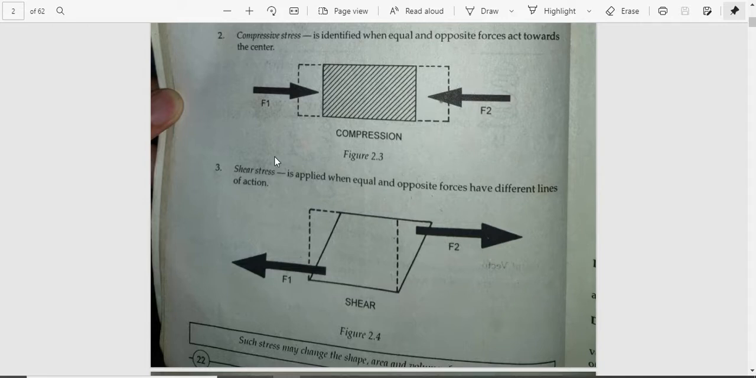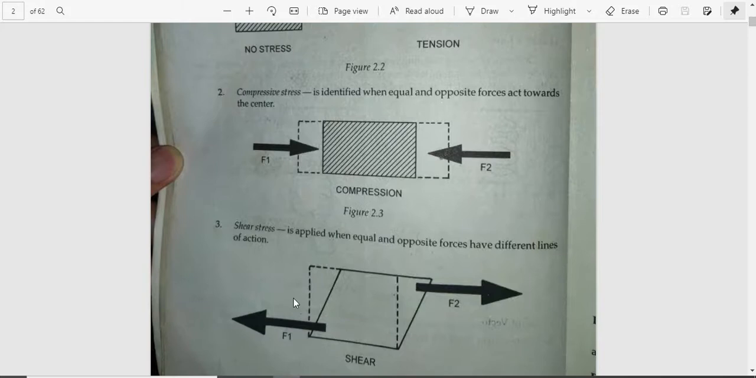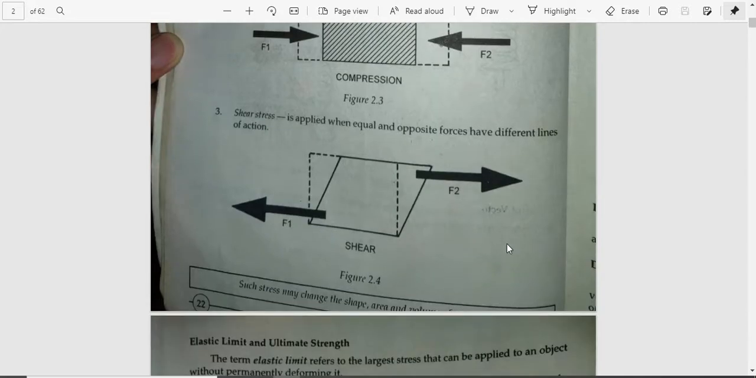Next is your shear stress. It is applied when equal and opposite forces have different lines of action. So, ang shear mo is similarly the same sa imong nga tensile or tension, pero ang imong nga area ang gina-applyan is different or opposite. You have here the force 1 that is being applied sa lower left and your force 2 is being applied sa upper right. So that is your shear stress.